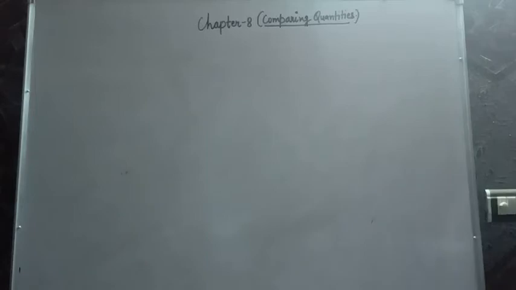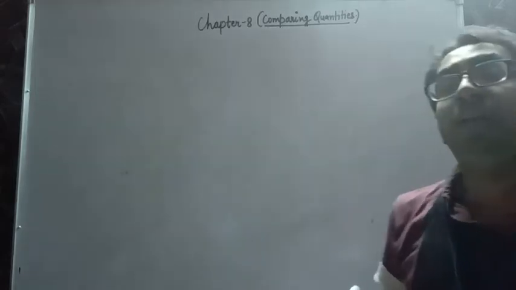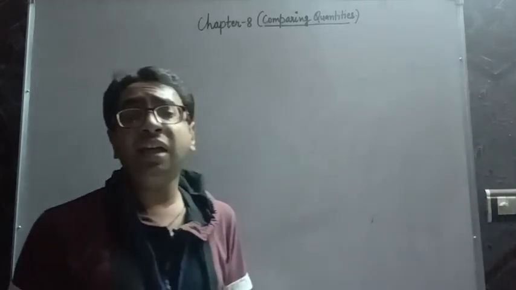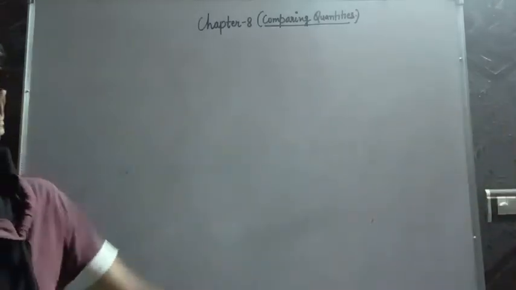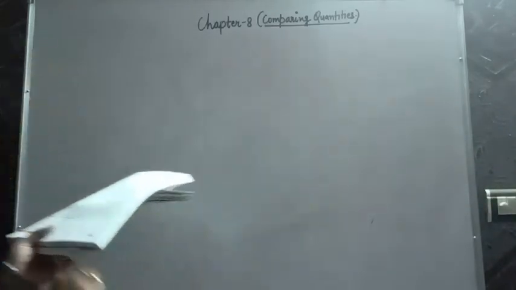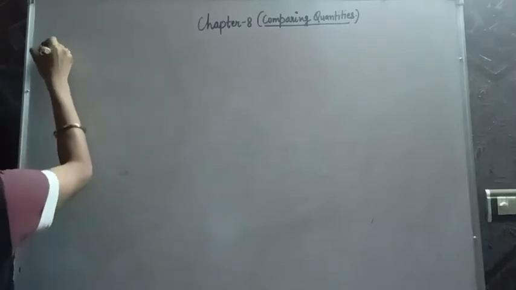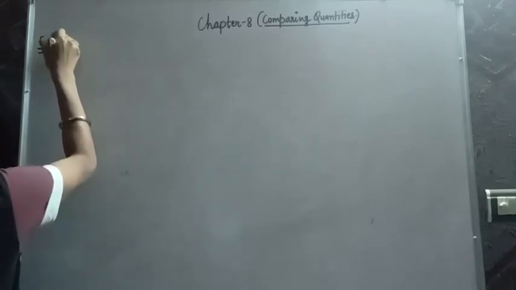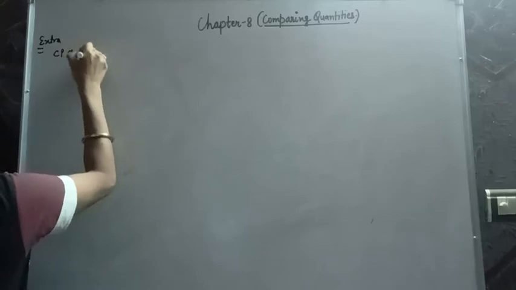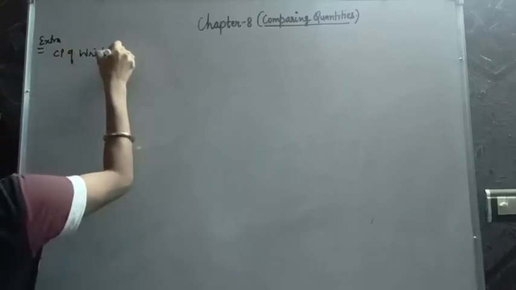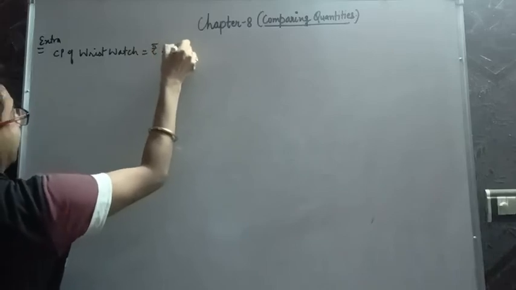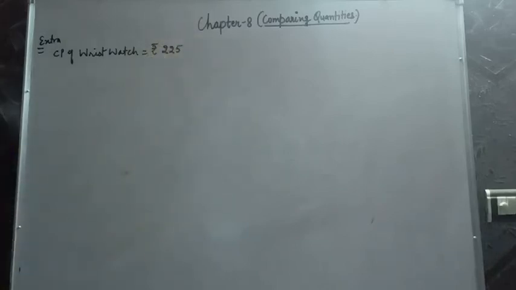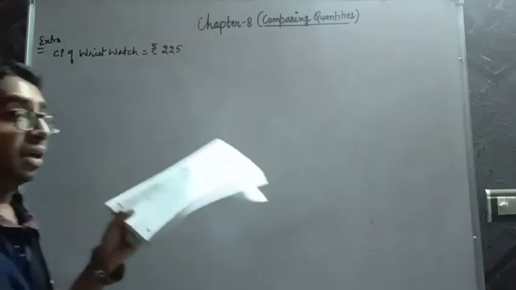A dealer buys a wristwatch for rupees 225. We have a dealer and he buys a wristwatch. This wristwatch for rupees 225. Okay, no problem. So, extra question. CP of wristwatch is rupees 225, right? And spends rupees 15 on its repair.